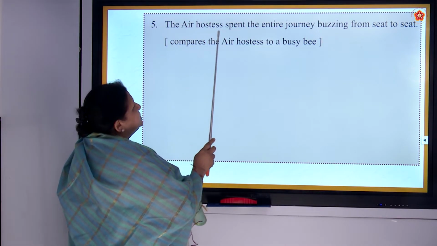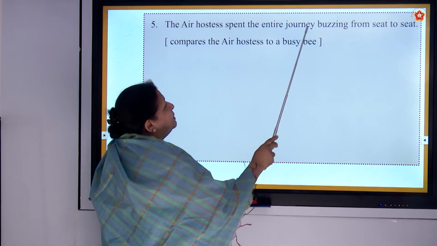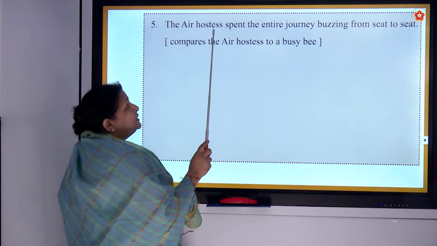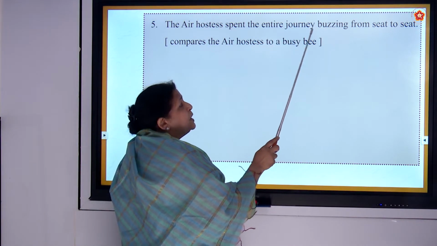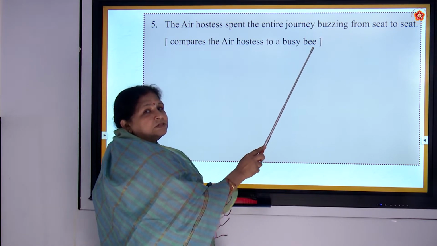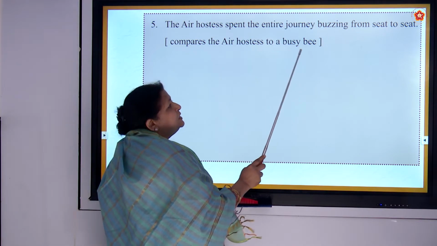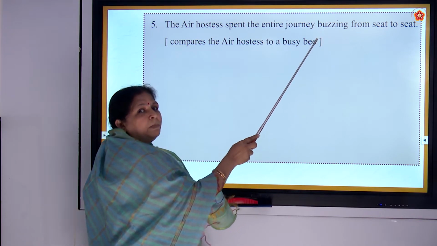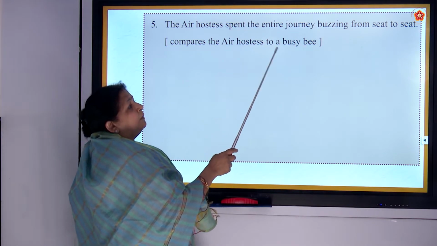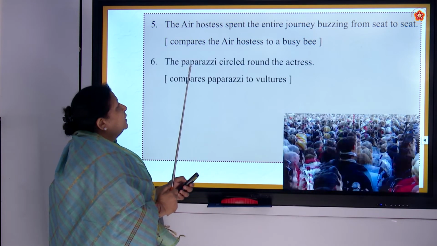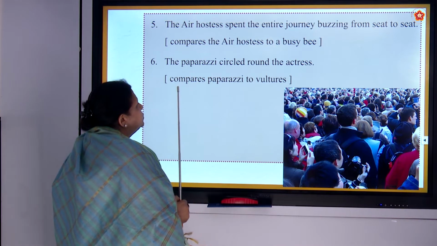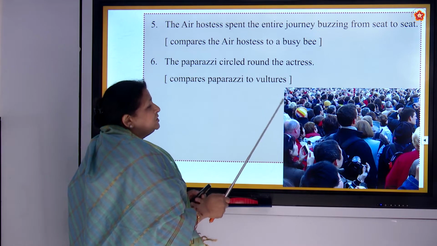The air hostess spent the entire journey buzzing from seat to seat. Now, which word is this? Buzzing. Before even finishing the sentence, if you see only the word buzzing, you will come to know it is a bee. It compares the air hostess to a busy bee. The paparazzi circled round the actress. So, this compares paparazzi to vultures.